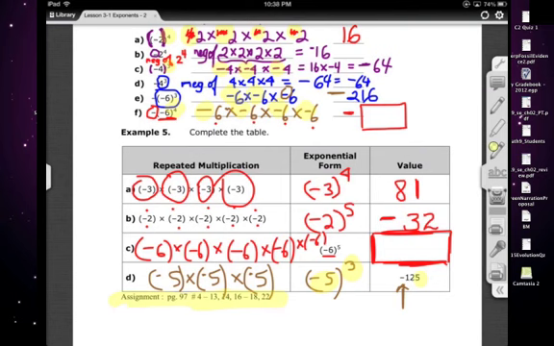So this has been an introductory lesson to exponents and using exponential form.